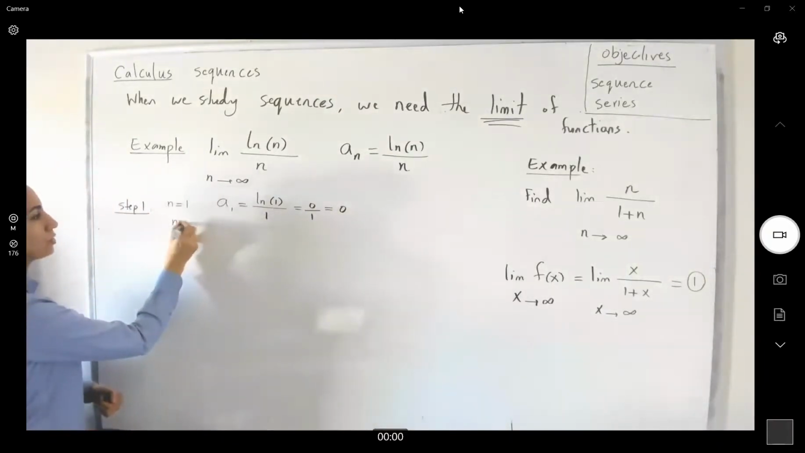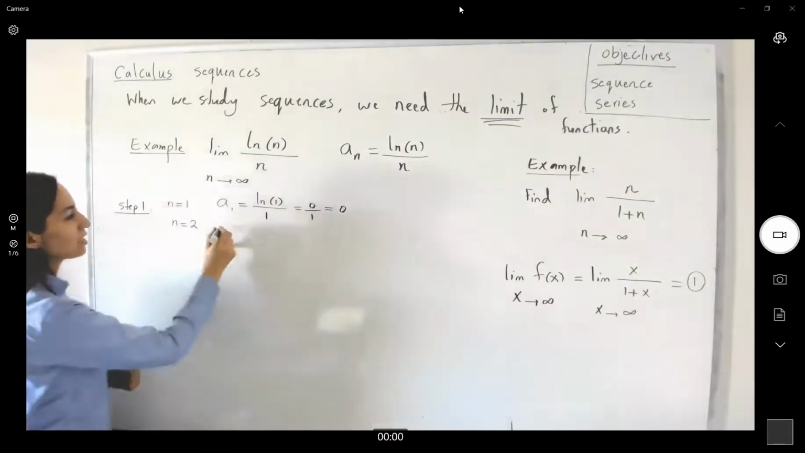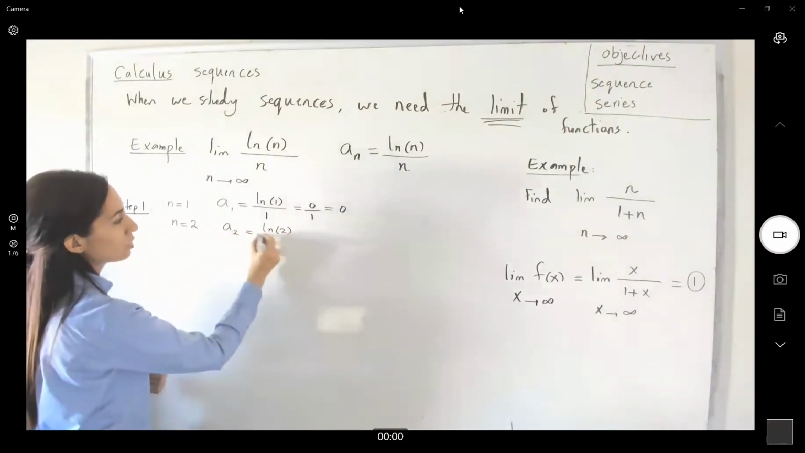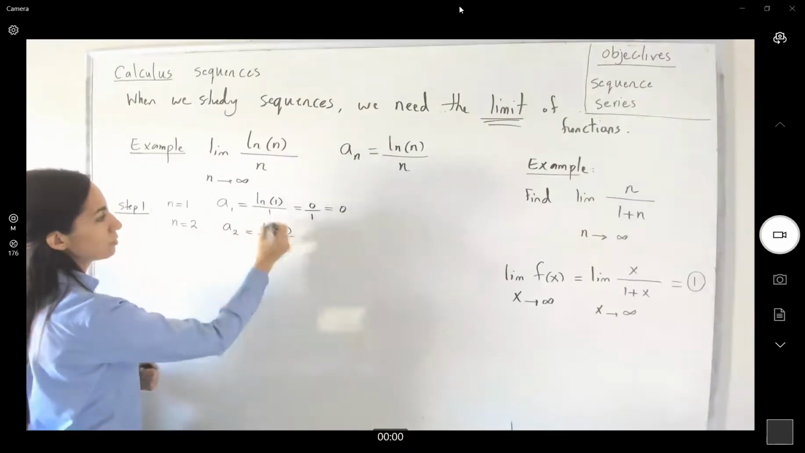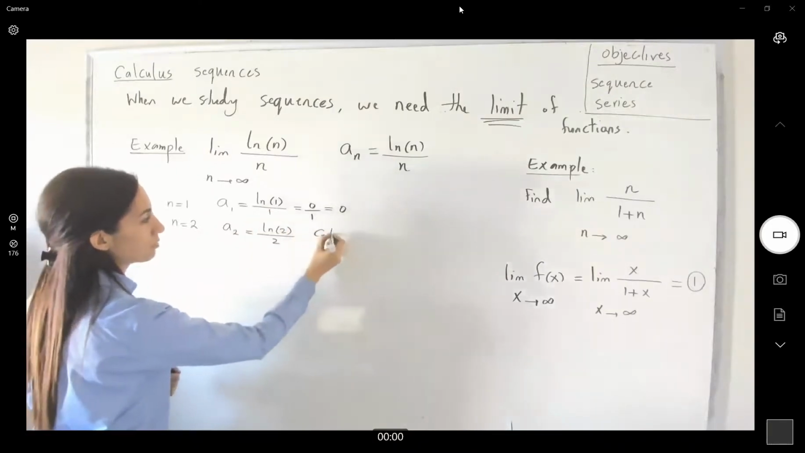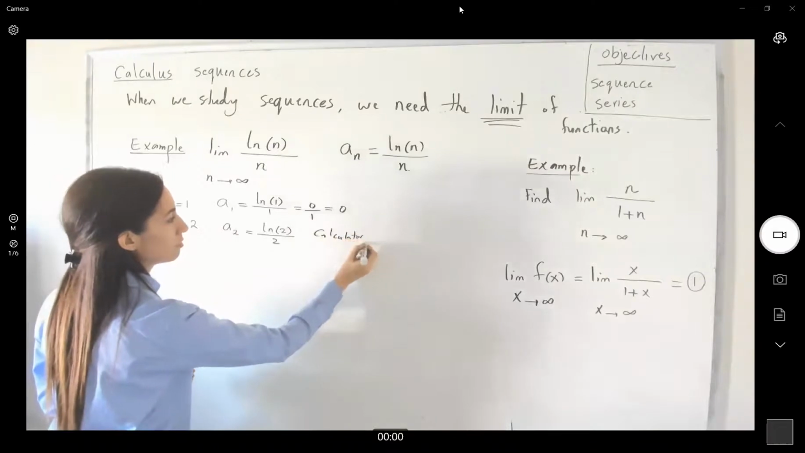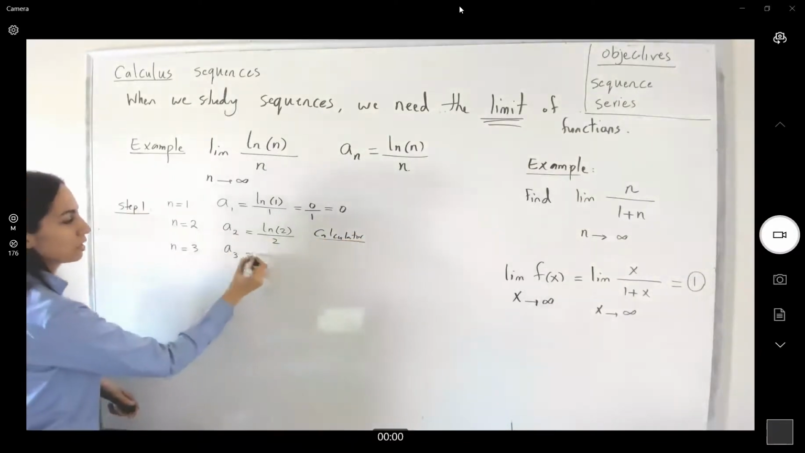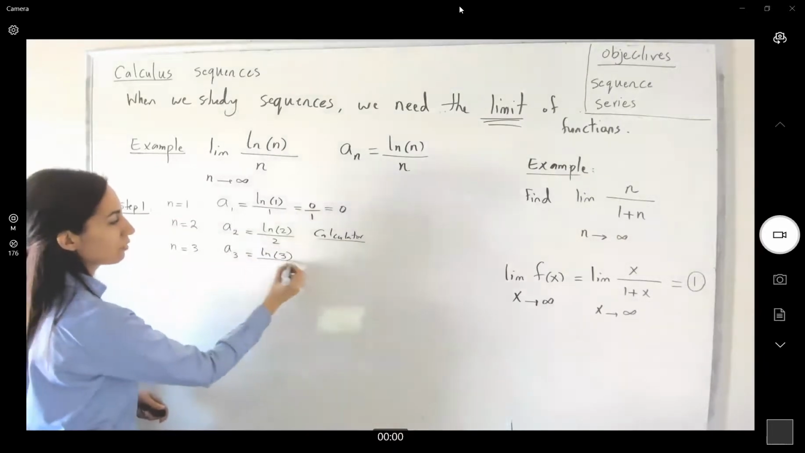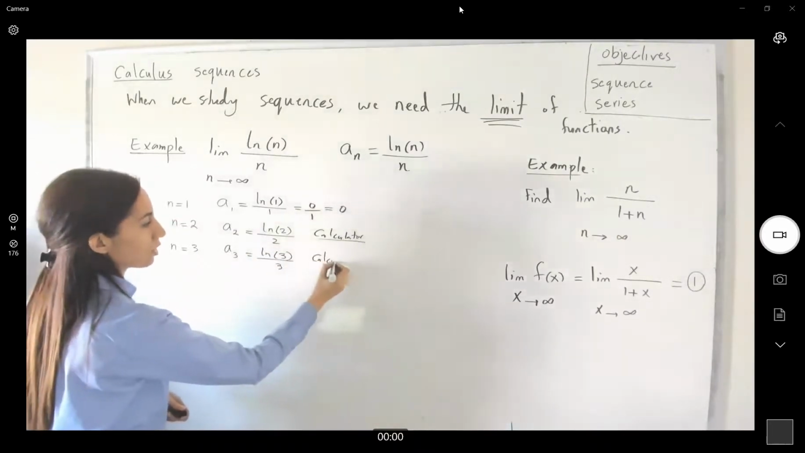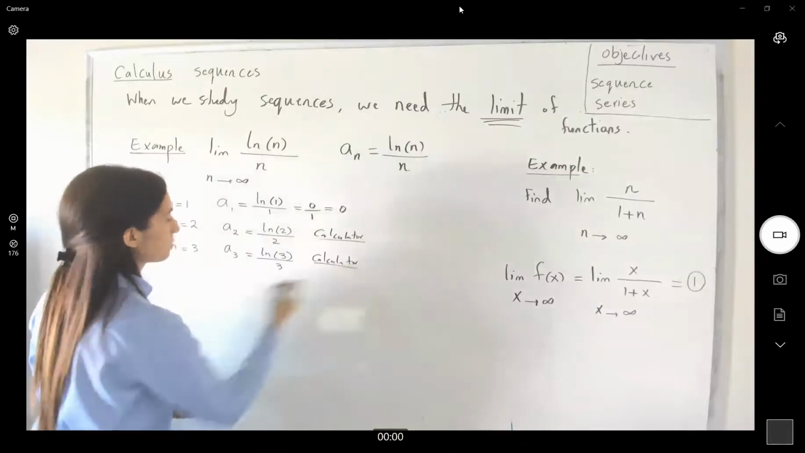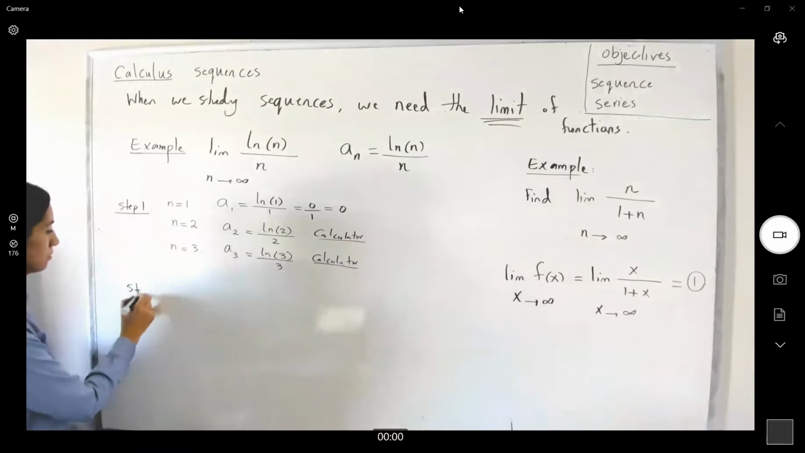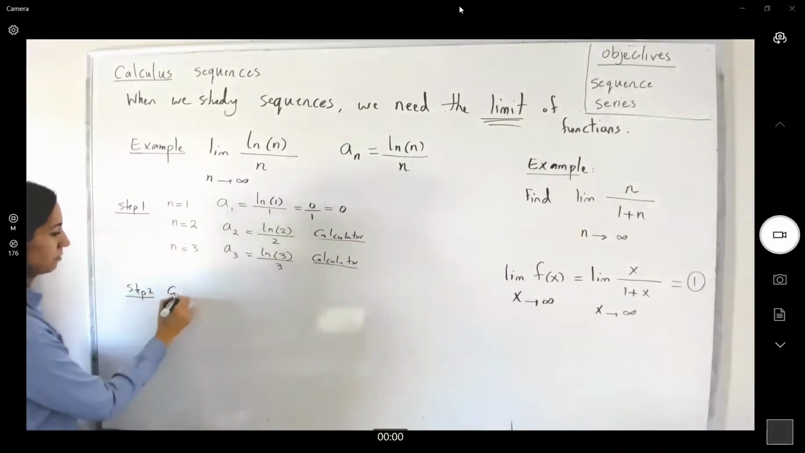n is equal to 2. You have to use a calculator. a sub 2 is equal to ln of 2 divided by 2. Calculator. n is equal to 3. a sub 3 is ln of 3 divided by 3. Use a calculator. And find some terms. Step 2, graph it.